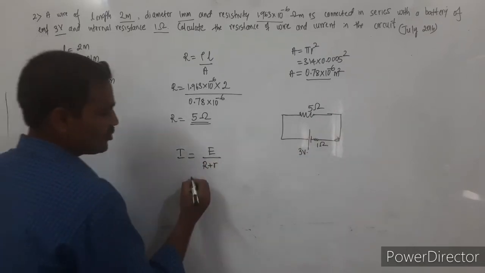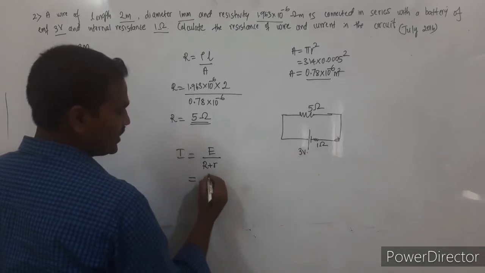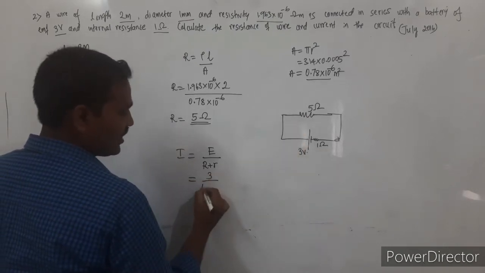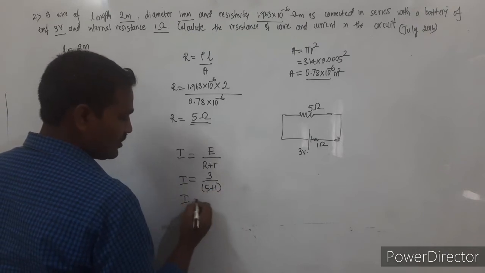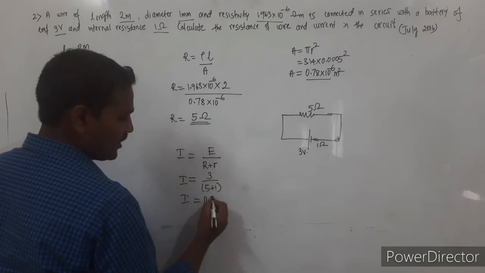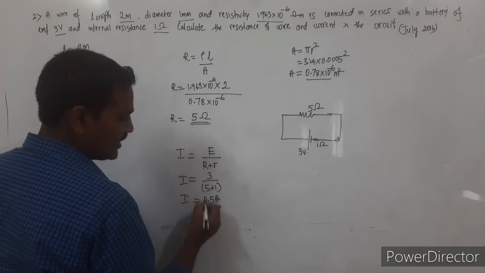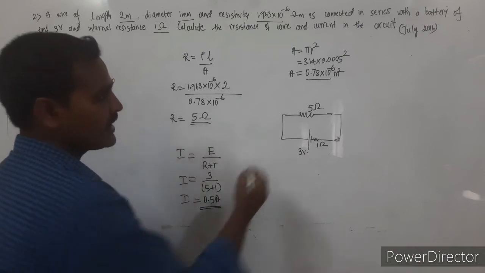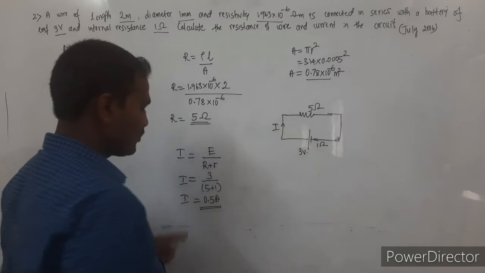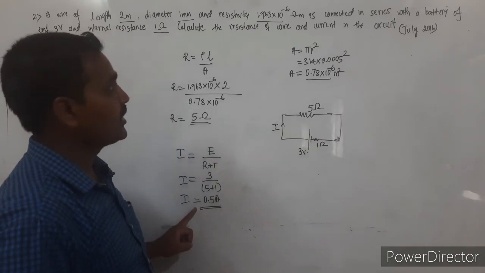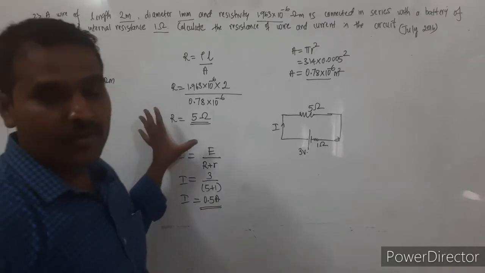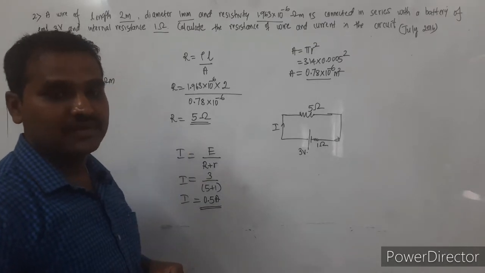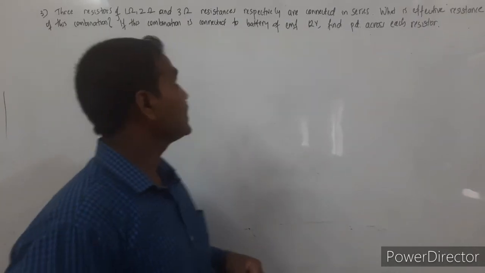Let us substitute the values here. E is equal to 3 divided by capital R, which is 5, plus internal resistance, which is 1. So we get 0.5 ampere, that is 3 divided by 6. The electric current in the circuit is 0.5 ampere. We have found out whatever is asked. This simple problem carries 5 marks. Let us look at the next problem.